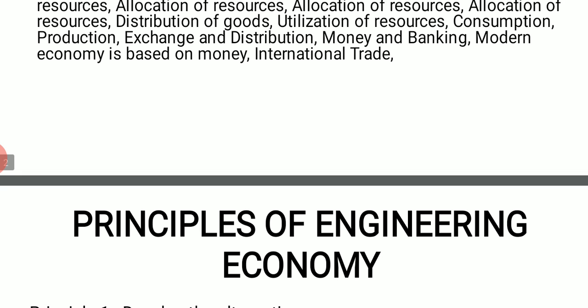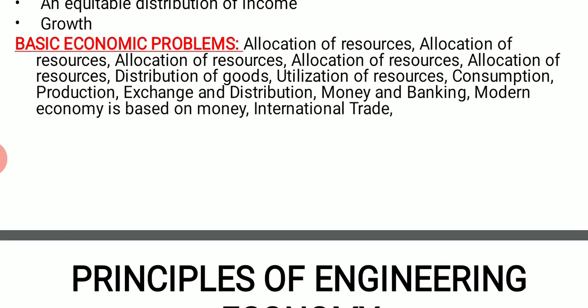Next problem is money and banking. Money is generally accepted by all as a means of payment, medium of exchange, deferred payment and store of value. The modern economy is based on a money economy. Economic activities are measured in terms of money. A bank is a financial institution that accepts money in the form of deposits and lends it for productive purposes.